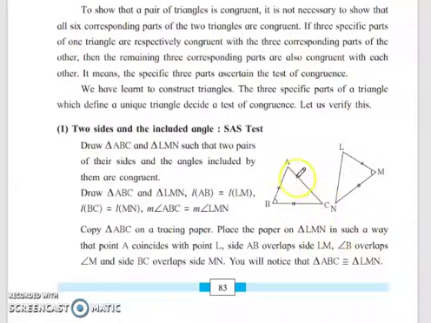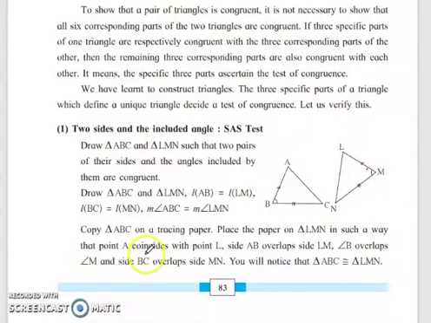After copying this triangle ABC on a tracing paper, place that traced triangle ABC on this triangle LMN in such a way that point A coincides with point L, and side AB overlaps side LM. This side AB should come on this side LM, and angle B overlaps angle M. This angle B should come exactly on this angle M.